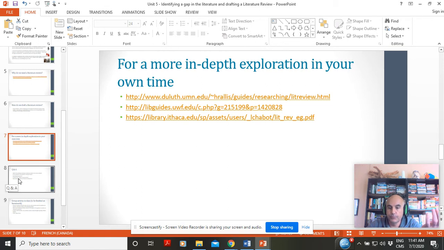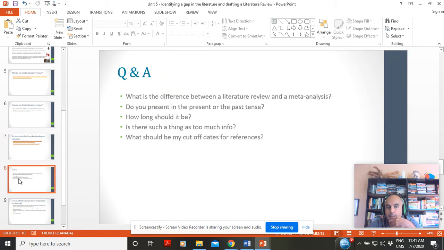So now you've reviewed the text, you've given me your opinion on the lit review, you understand what the lit review is about and how it's set up. So a few questions that students often have at this point. What's the difference between a lit review and a meta-analysis? So I partly answered that yesterday.